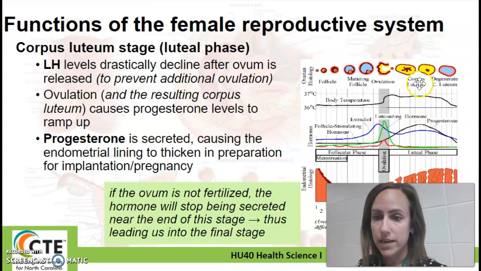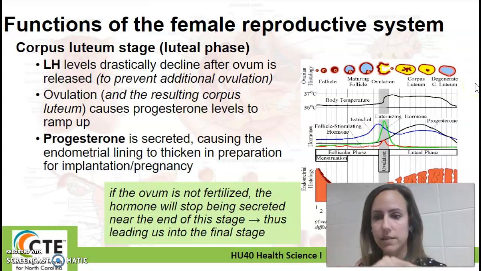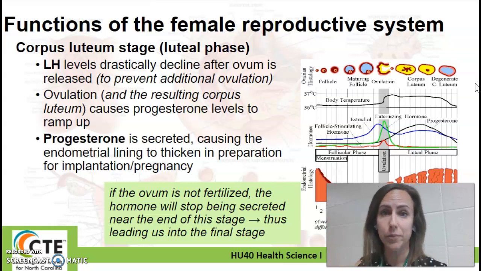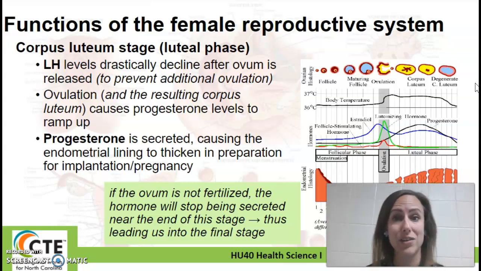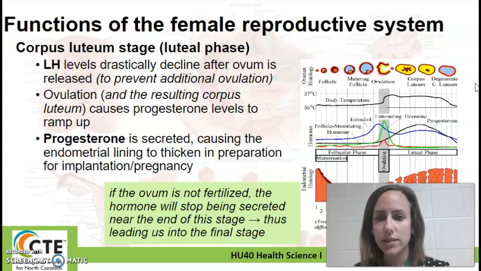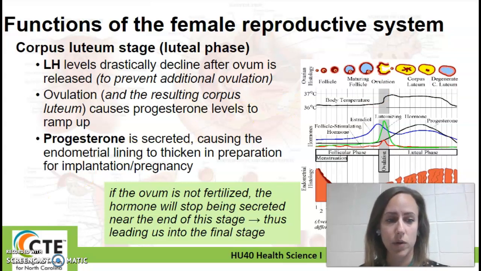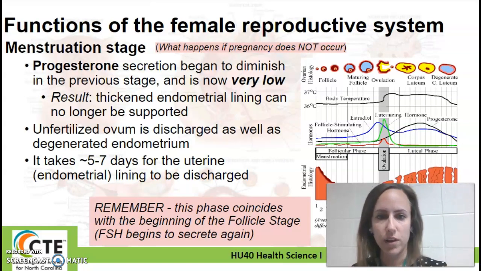About mid-stage here, the body recognizes, oh, nothing embedded. We are not pregnant, shoot. And so progesterone starts to decline because there's no need to maintain that thickened endometrial lining if there is no fertilized egg to embed into it. Once progesterone reaches an all-time low, that thickened endometrial lining can no longer be supported, and that's what leads into the menstruation stage, the loss of the endometrial lining.